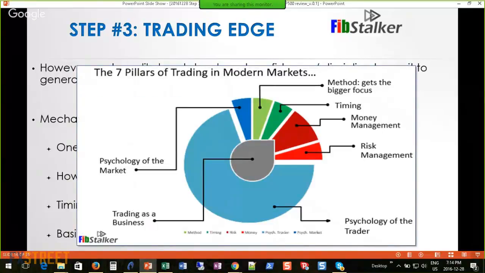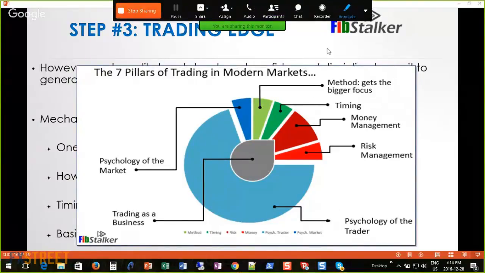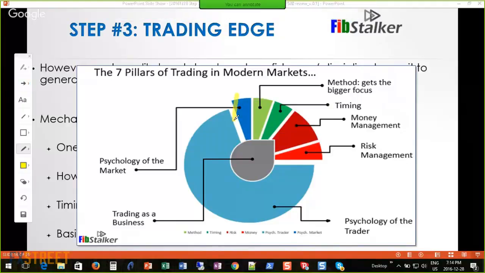Again, the 7 pillars of trading in modern markets. When we speak about the mechanics of trading, we're really focusing on this part of the model here. We have the psychology of the market, the method, the timing, and a basic money management. Money management can be extended and expanded, and we're going to do that to prove how we can use money management to actually reach objectives in trading.